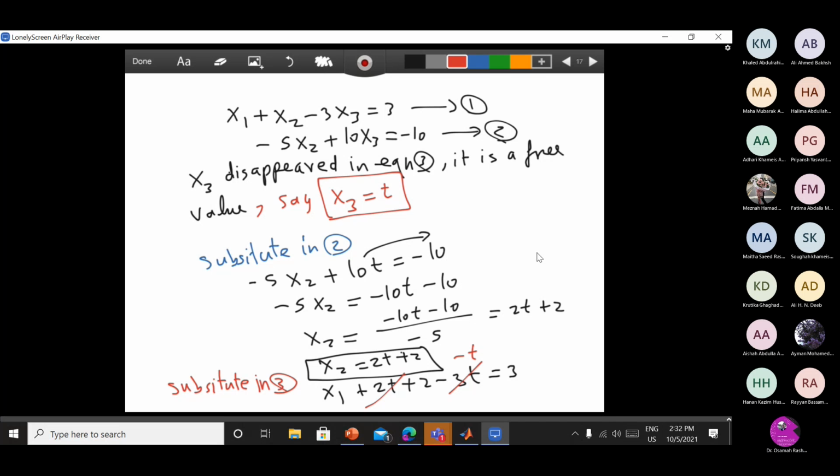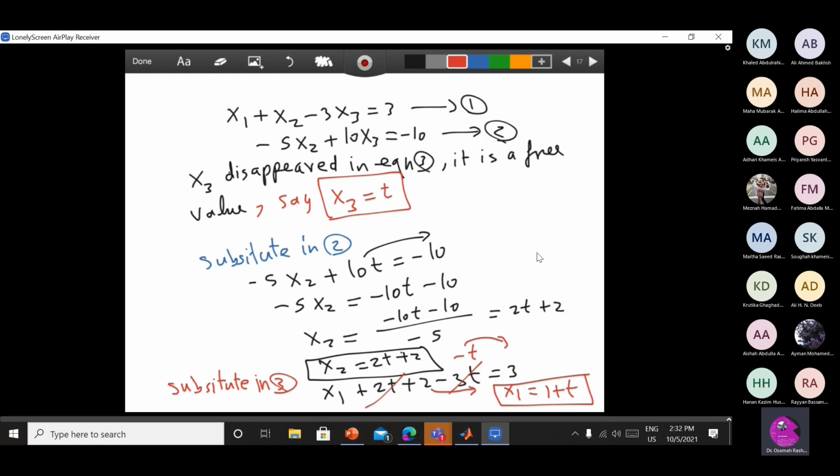Now you move this one to the other side, so x1 will equal to what? x1 will equal to 3, and this minus 2 when you move this one to the other side. So 3 minus 2 will be 1. And minus t when you move it, it will be t.